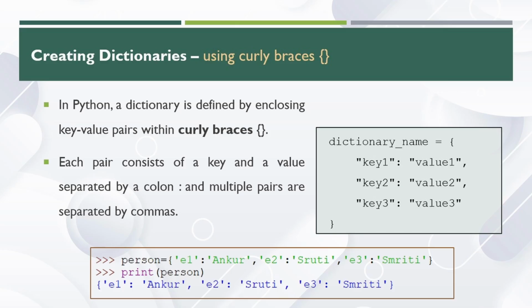Now let us talk about how to create dictionaries in Python. We can create a dictionary using curly braces. Each key is followed by a colon and then the corresponding value. Multiple key value pairs are separated by commas. Here, the syntax of creating a dictionary with curly braces is shown with 3 key value pairs.